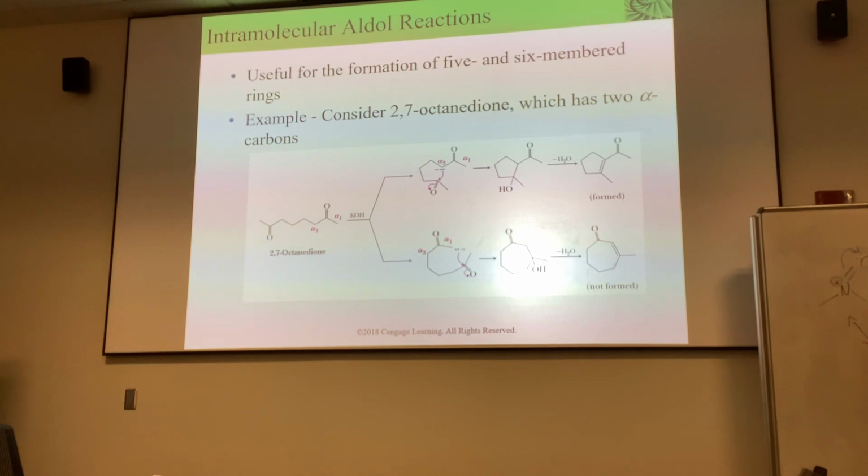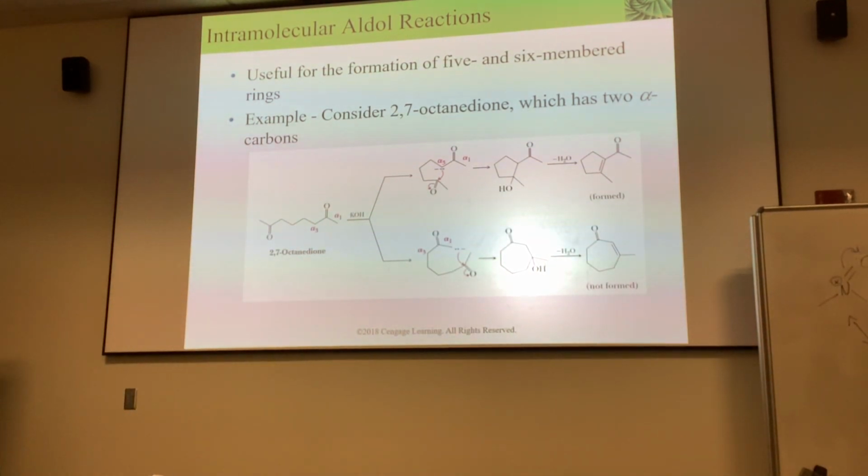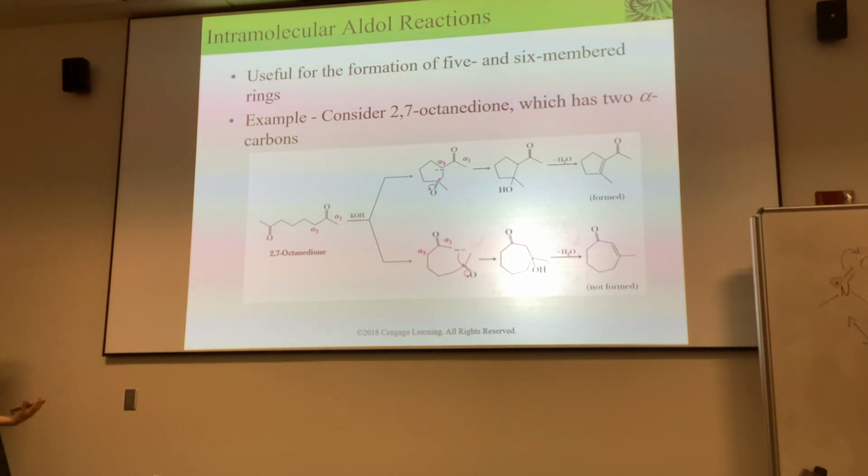So, intramolecular aldol reaction, if you want, let's see, conveniently enough, 2,7-octanedione is symmetrical. So we don't have to figure out all the possible products and then switch it and do it again, right? But even so, even though it's symmetrical, there are two possibilities. We can deprotonate this side. We can deprotonate at alpha 1 or alpha 3.